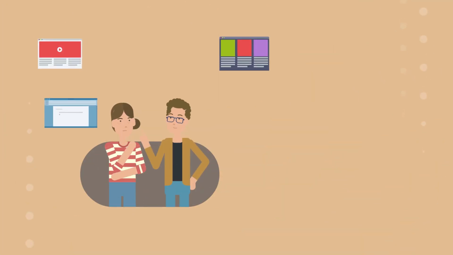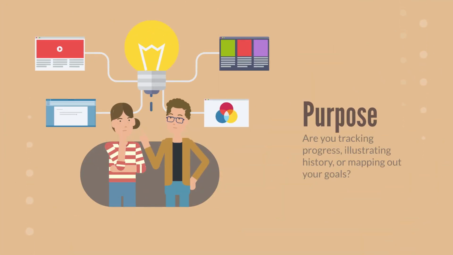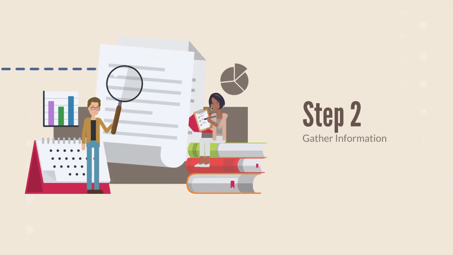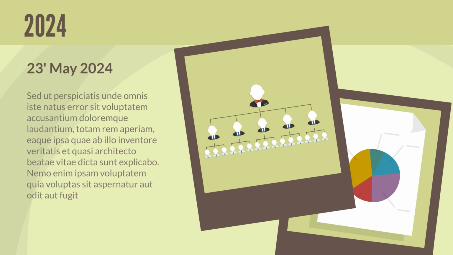Are you tracking progress, illustrating history, or mapping out your goals? Knowing your purpose guides the timeline's design and content. Step 2. Gather information, collect all relevant data and events. This could include dates, descriptions, images, and any other details important to your timeline.